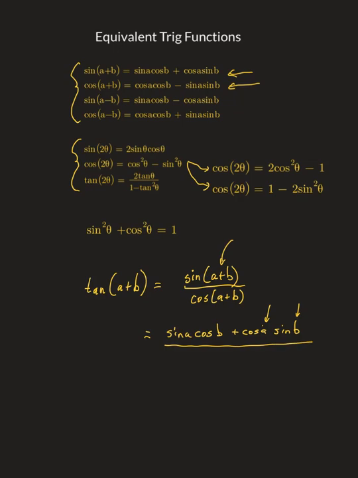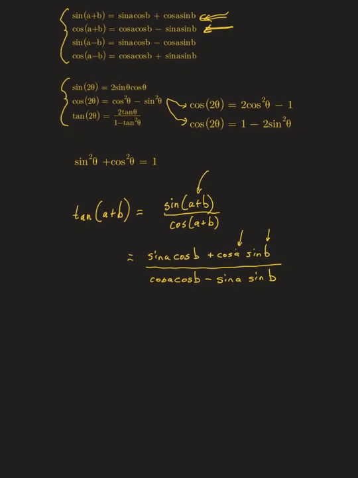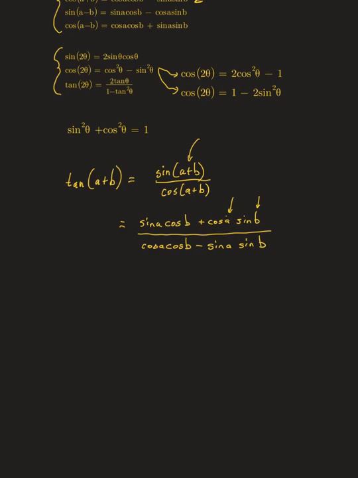So we're going to put that over the cos of a plus b, which is cos a cos b minus sine a sine b, to make tan of a plus b. All right, we just use the equations from up there. Now we actually want this in terms of tan A and tan B, so we're going to use a little trick. We're going to divide both sides by cos A cos B.